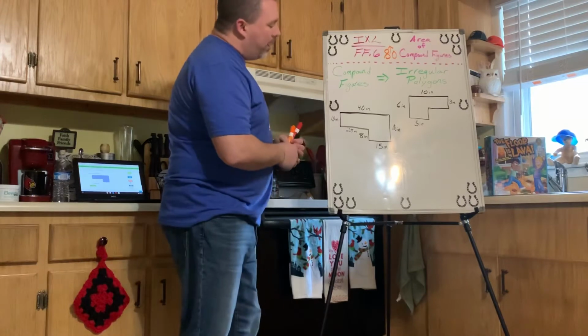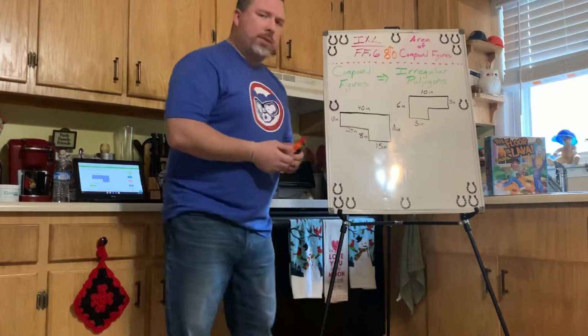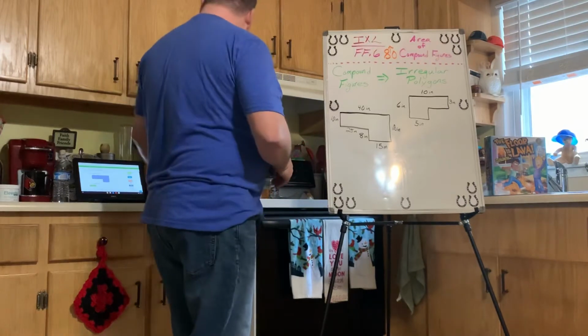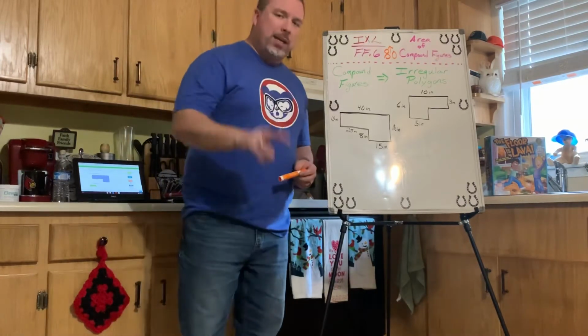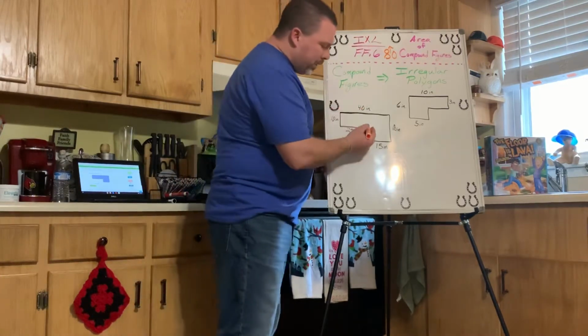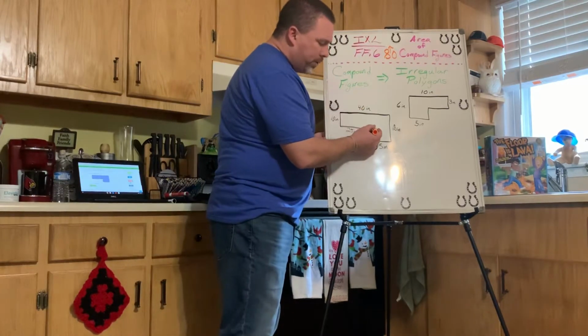Nonetheless, IXL gave us this one. So let's take a look at how you would do it. First off, you want to take the shape and you want to divide it into two polygons that you're used to. Now, you can do it one of two ways. Let's do the first one by just going across.